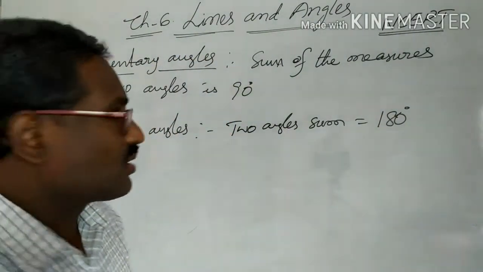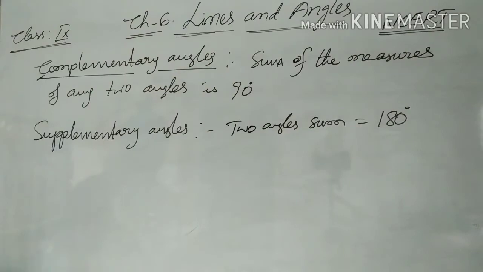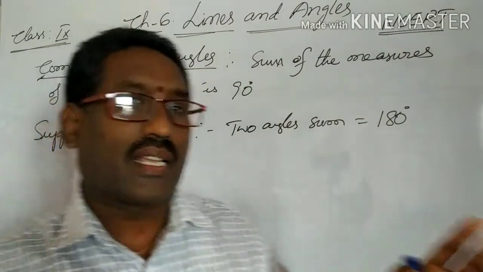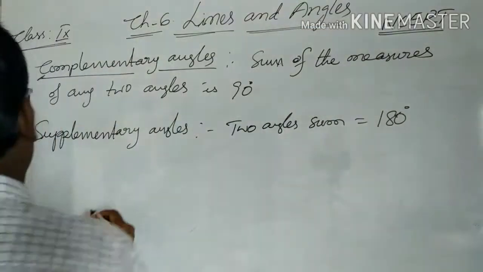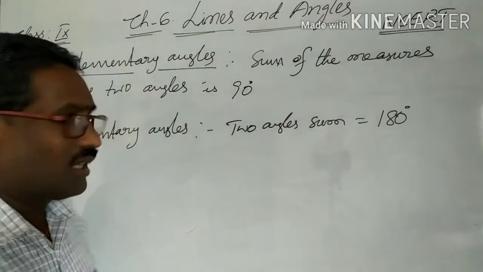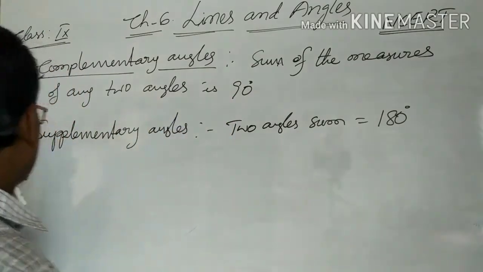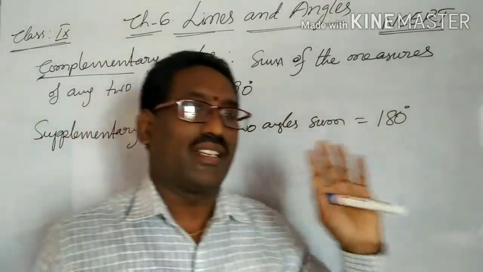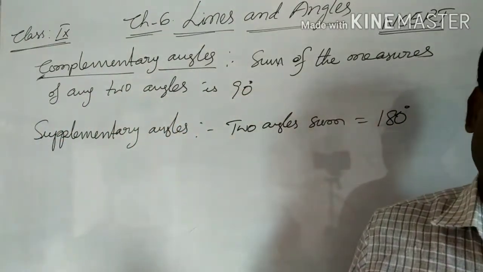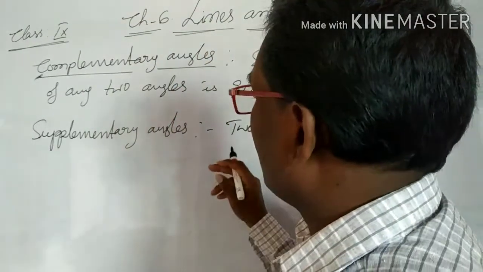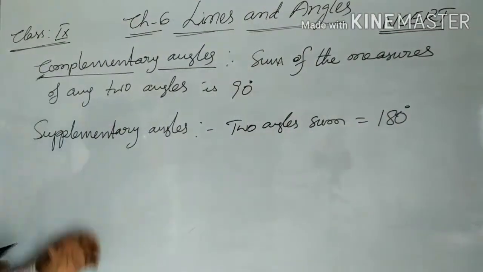Here don't get confused, everyone. Don't confuse complementary and supplementary. Some members are getting confused. See, complementary starts with C, the first letter. C means 90 degrees. Supplementary, S comes after C. S means 180. You remember easily without confusion. Understand? This is complementary angles and supplementary angles.